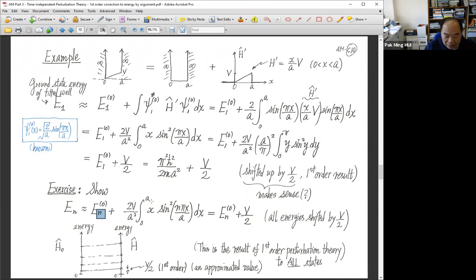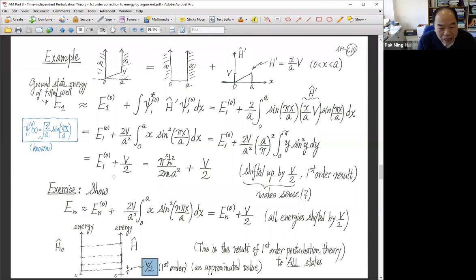It's easy to see that you will pick up this correction term just with an n inside instead of 1 here, okay? You do it again and again, you will find that it's again V over 2. So for first order perturbation only, this problem will shift all the eigenvalues of the solvable problem up by V over 2. It's just approximation.